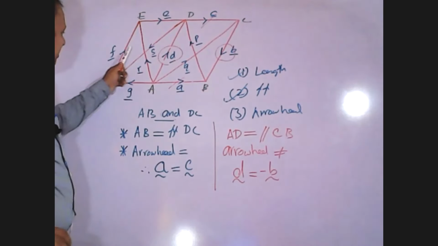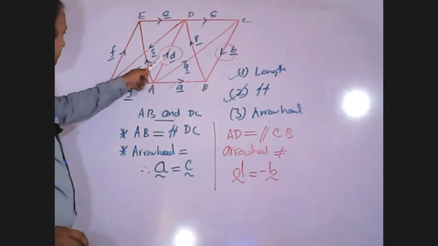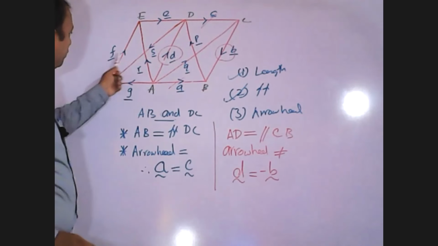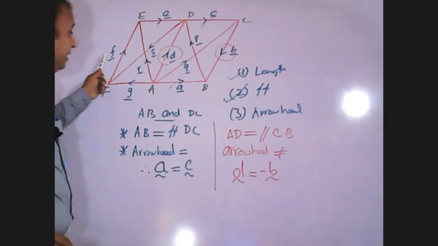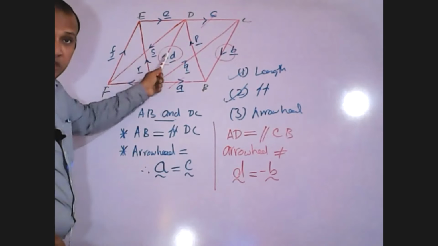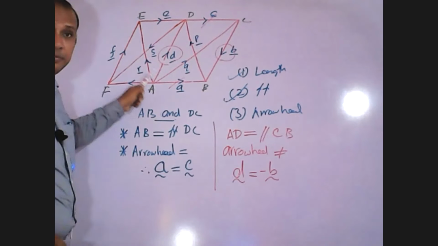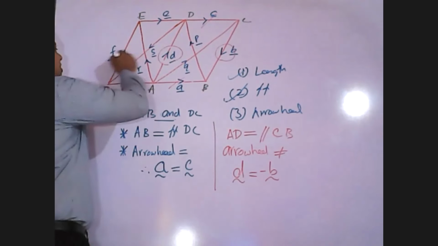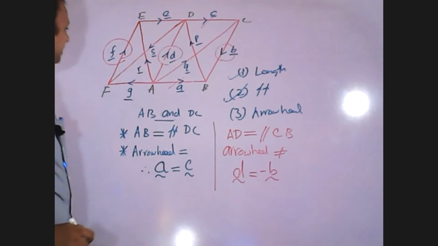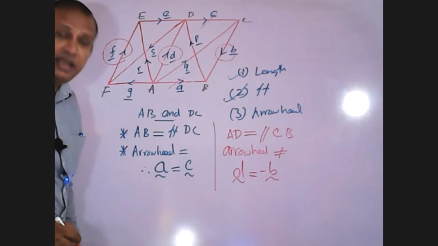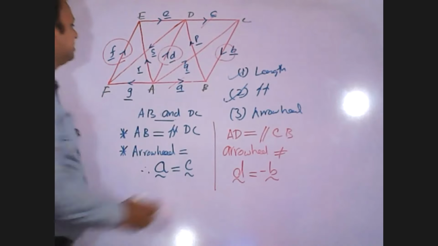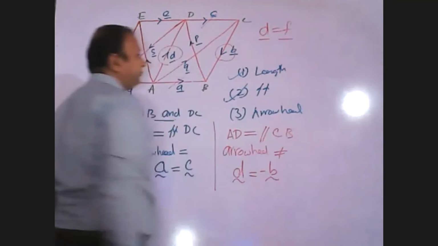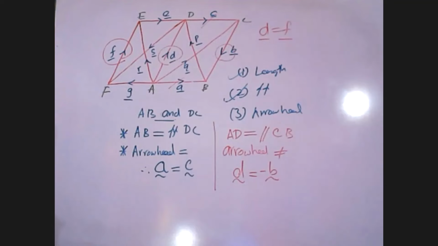Then again, you can consider this one too, no? Because this is a parallelogram. Also, this is a parallelogram. When you compare these two, you can clearly see both are parallel to each other, lengths are equal as this is a parallelogram, and look at the arrowhead direction. Arrowhead directions are the same. Then D and F are equal vectors.